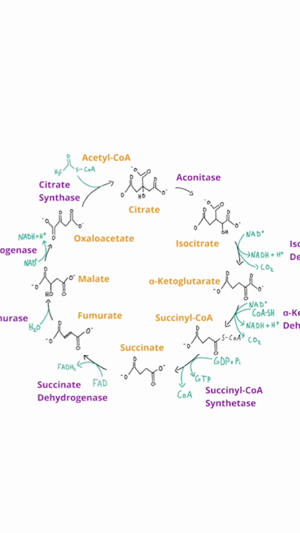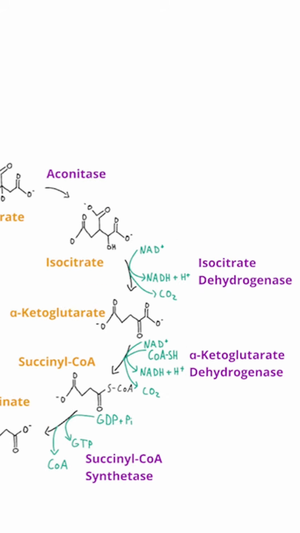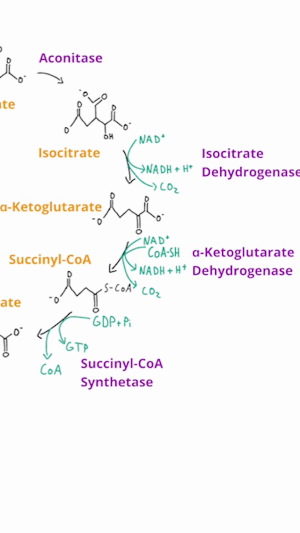Next, you need to focus on the byproducts that are created and what enzymes carry out those reactions. Starting with isocitrate dehydrogenase, we reduce a molecule of NAD+ to produce a molecule of NADH, and we lose a CO2 during this reaction. Next, alpha-ketoglutarate dehydrogenase reduces another molecule of NAD+ to produce a molecule of NADH, and we add a coenzyme A to our molecule while kicking off another CO2.